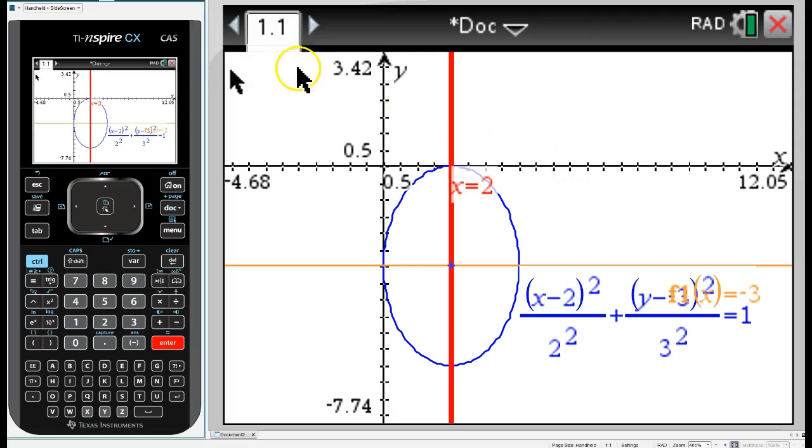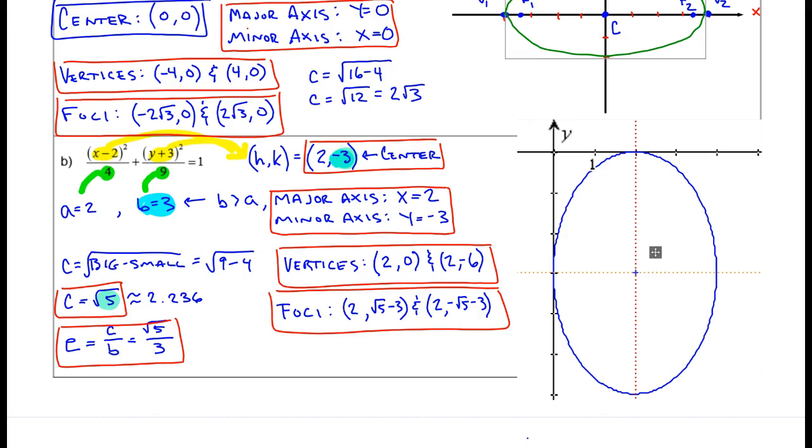Now I'm going to go ahead and copy this over to our notes page so we can put a few more notes on it. Alright folks, I'm back to my notes page here, and of course I have this nice TI Inspire generated image, but you should be able to sketch out something similar. I have the center of my ellipse at (2, -3). I have one vertex at (2, 0), another one at (2, -6), and then I have my foci at (2, root 5 minus 3) and (2, negative 3 minus root 5).